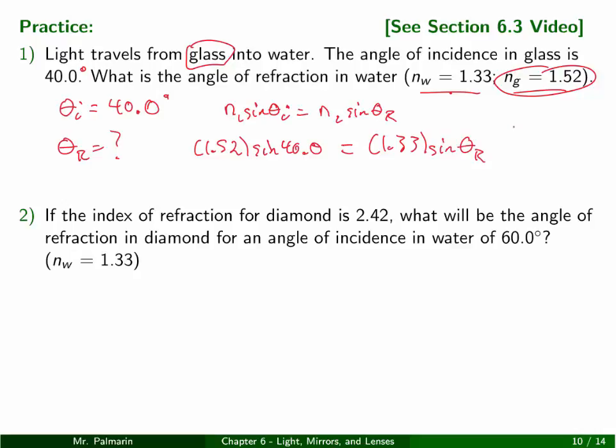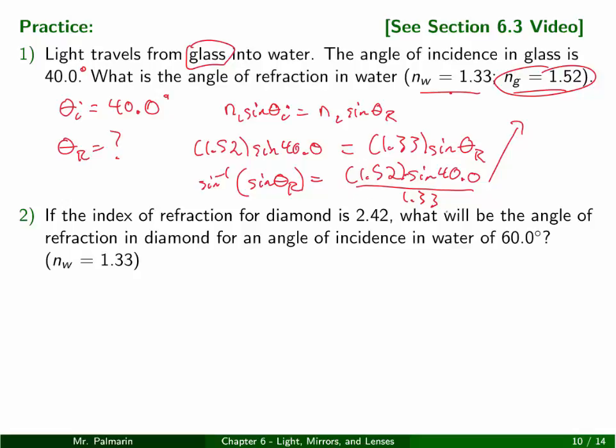Now you rearrange this. I'm going to write sine of theta r on the left-hand side, because I prefer to do that. Basically, you're left with 1.52 sine of 40 over 1.33. I'm running out of room. What you have to do here is take sine inverse of both sides on your calculator.